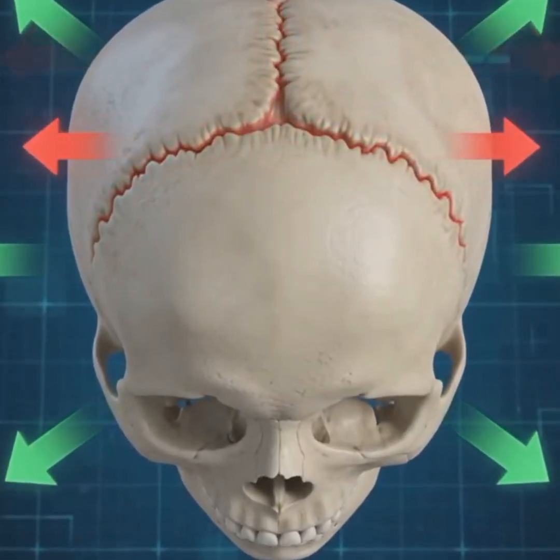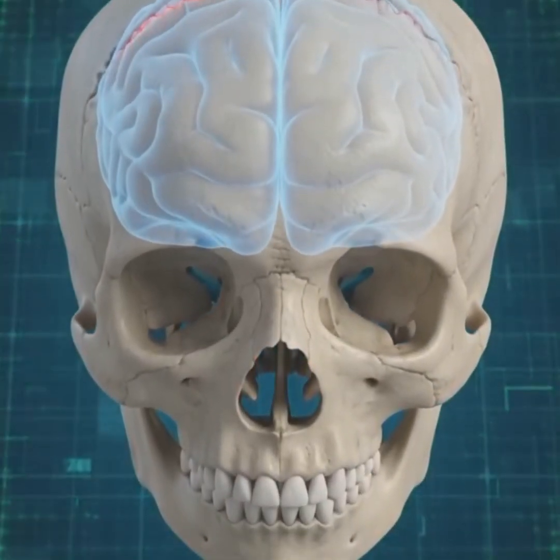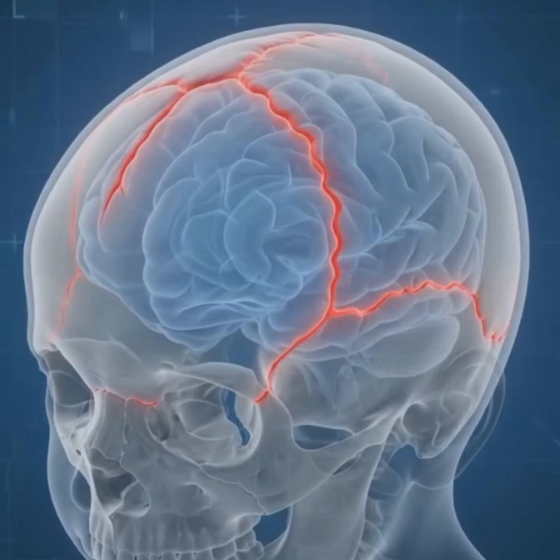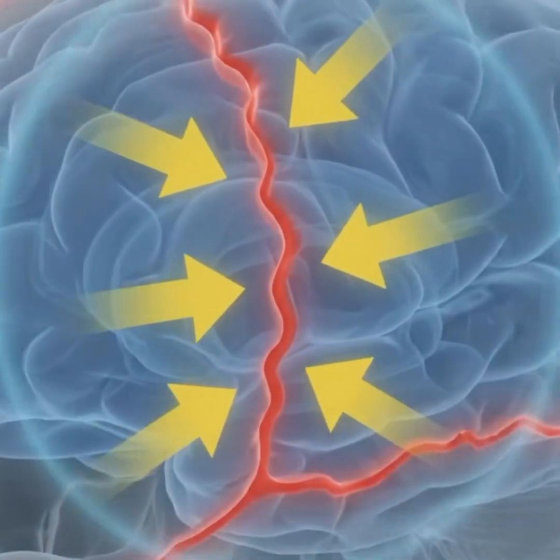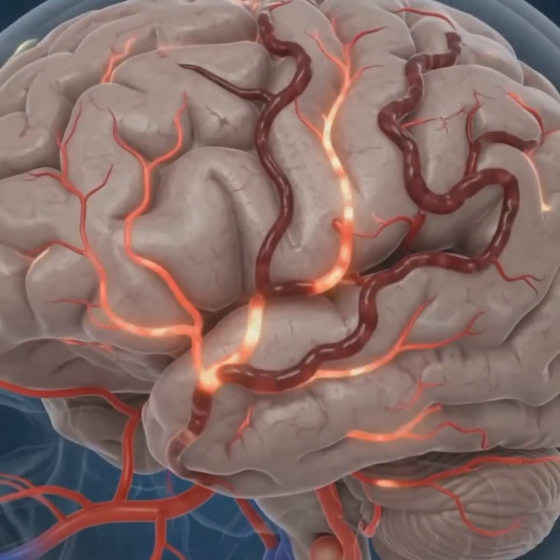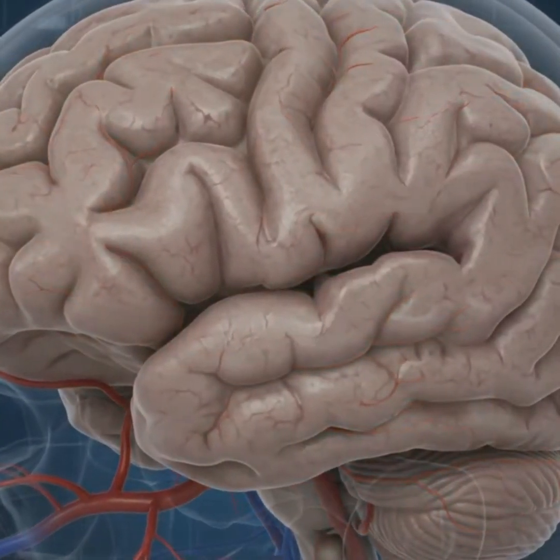Sagittal fusion leads to a long, narrow skull. In severe syndromic cases, such as Apert, Crouzon, or Pfeiffer syndromes, premature fusion of multiple sutures can restrict the brain, increasing intracranial pressure and impairing cerebral blood flow and neurological development.